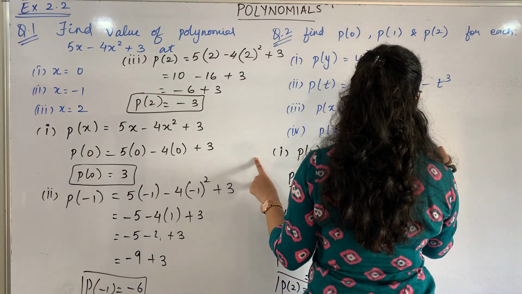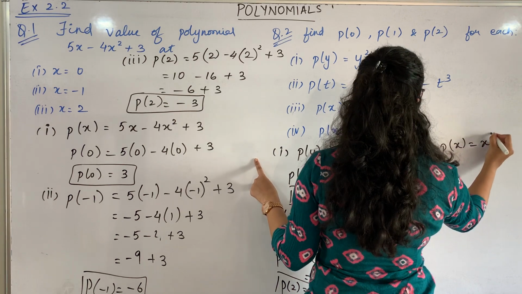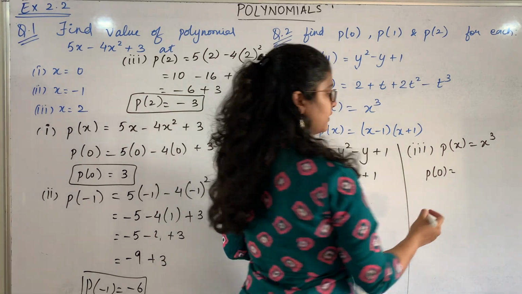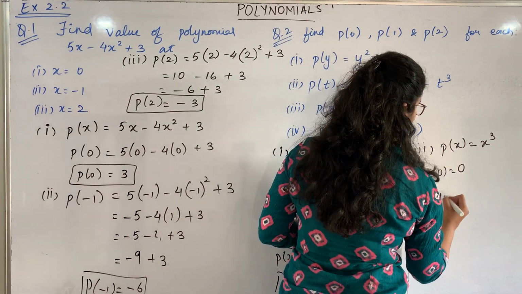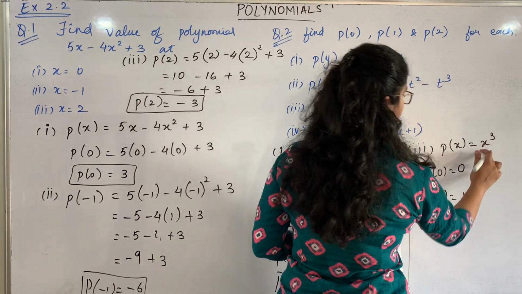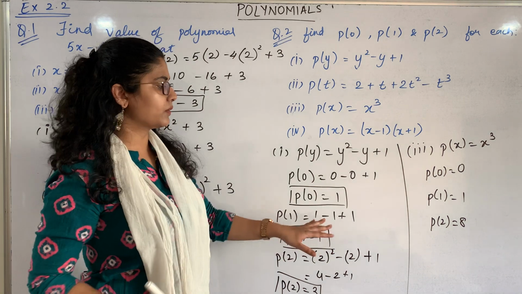Let's see third question. You have P of x is equals to x cube. So p of 0. So 0 cube क्या होगा, 0. p of 1, 1 cube क्या होगा, 1, and p of 2. So 2 cube क्या होगा, 8. Is this clear? Done. This was very easy.